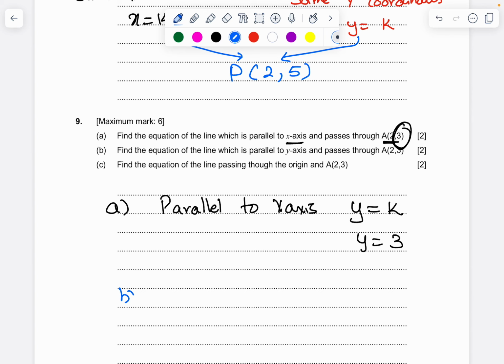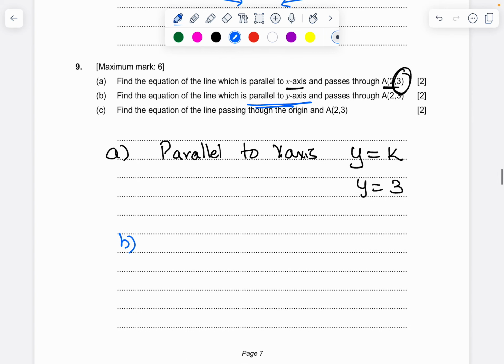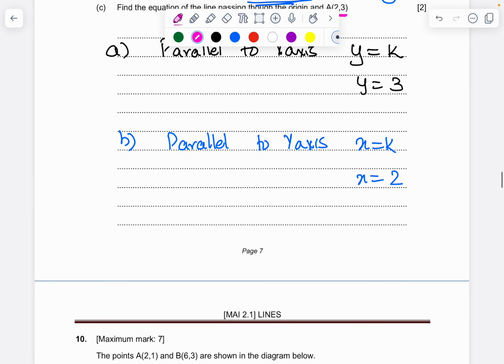Next, part B, parallel to the y-axis. Parallel to y-axis means x equals k. So x equals, what is this number? 2. Then find the equation of a line passing through the origin and 2, 3. Whenever it is the origin, y equals mx. Remember.